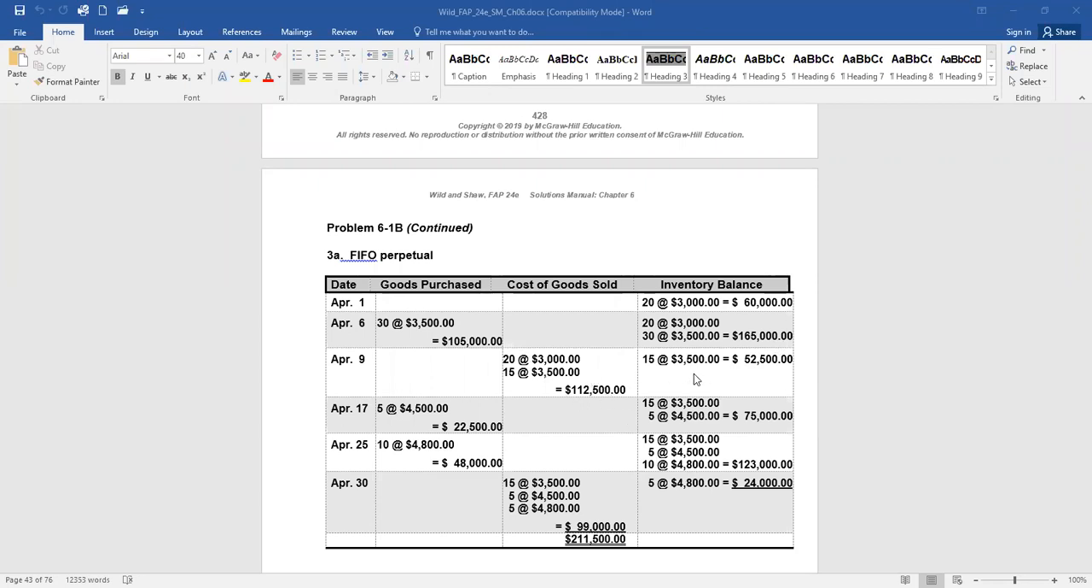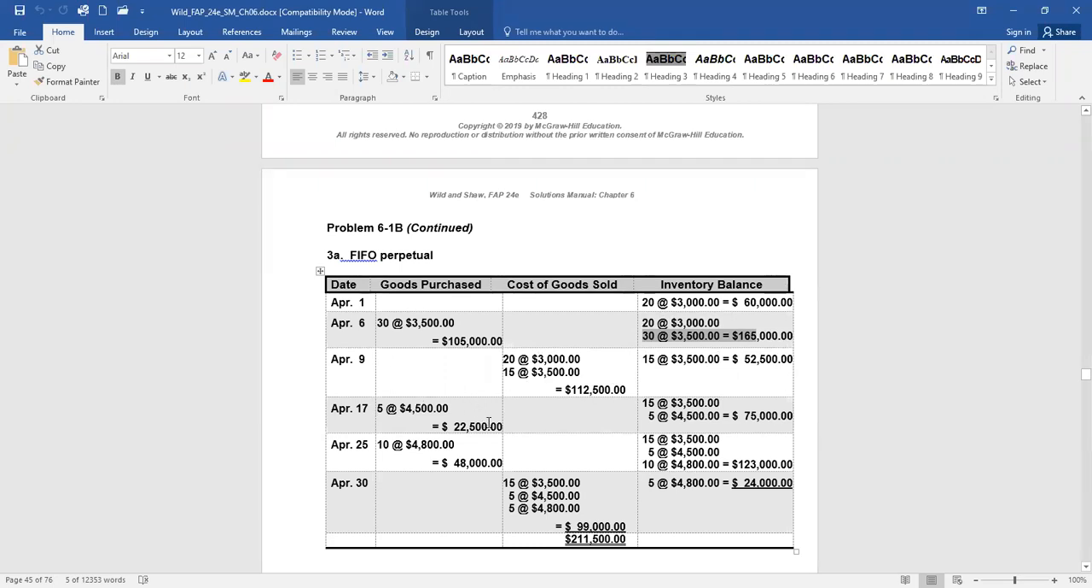What's left in inventory after this sale? Well, the first 20 are gone up here, or right there. I don't know if you can see my cursor or not, so I'm just saying those are gone. We sold them. And 15 of these are gone. So there's only 15 left at $3,500. That's what they cost. On the 17th, we purchased 5 more at $4,500.